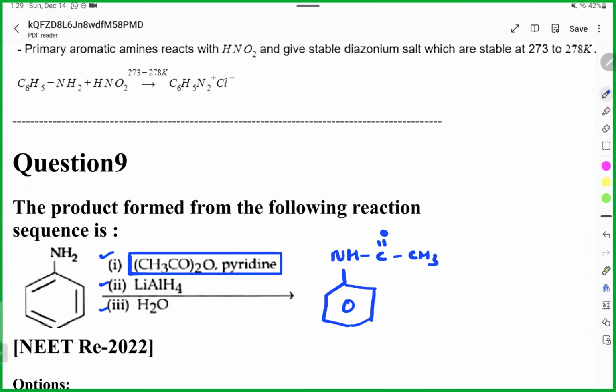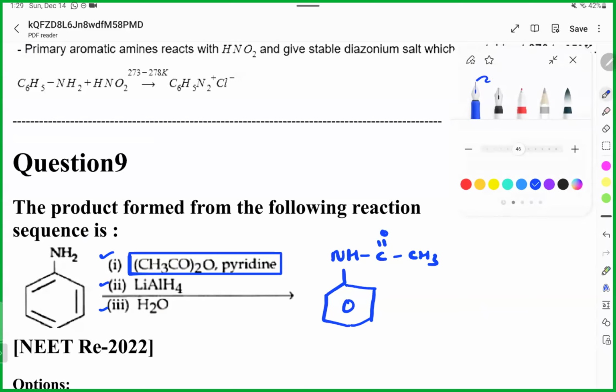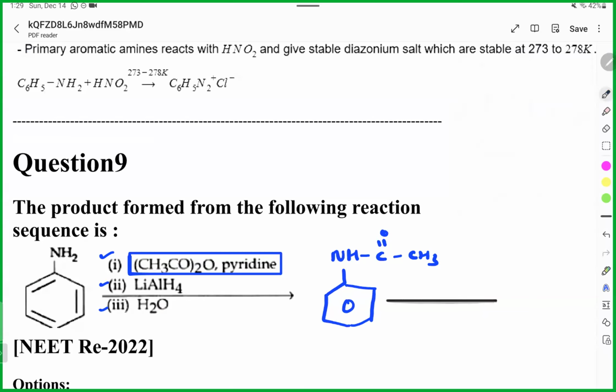Second, if you take such a type of compound, what will happen? Reduction. If you take lithium aluminium hydride and water, you will simply add hydrogen here, giving NHCH2CH3. Any doubt? Done. Pure NCERT thing.